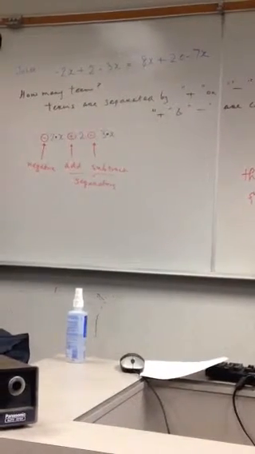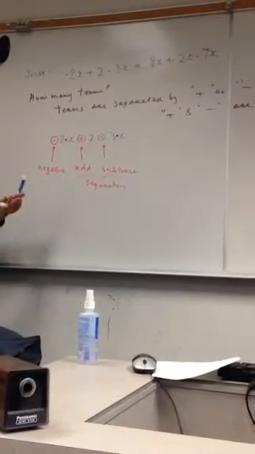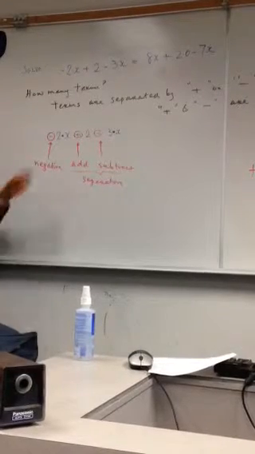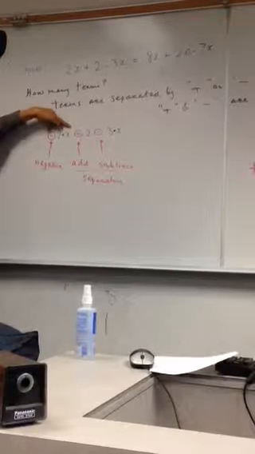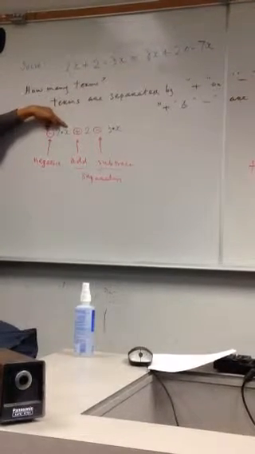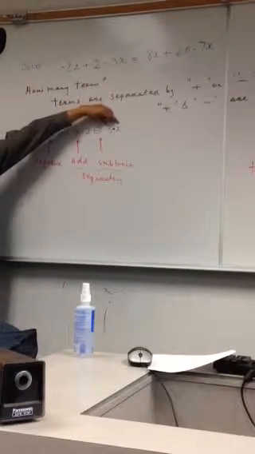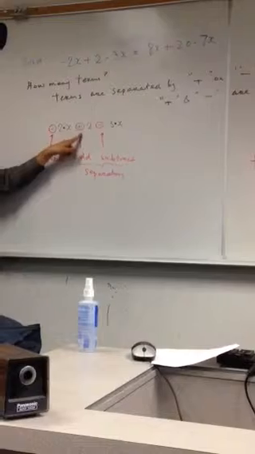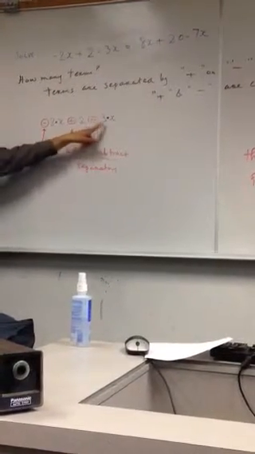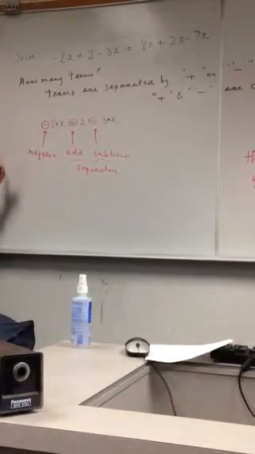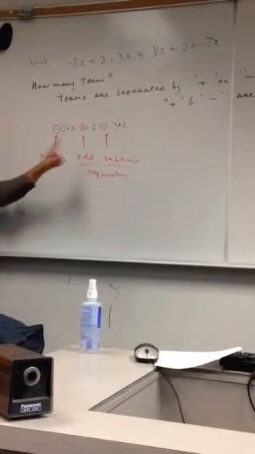So what does that mean? It means that I have a plus and a minus sign here, so there are 2 separators, separating 3 items. The first term is negative 2x. The second term is just a 2. And the last term is 3x. How are they related? A plus sign and a minus sign. We're adding the 2 to the first one, and then subtracting 3x from the result of the first 2. So there are 3 terms, separated by 2 separators, the plus sign and the minus sign.